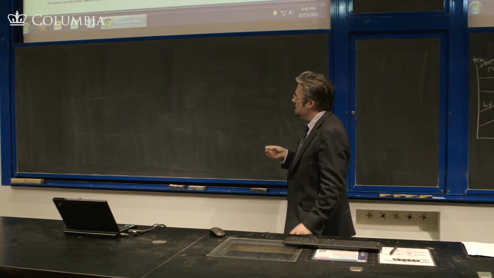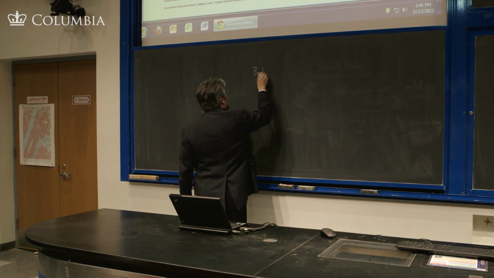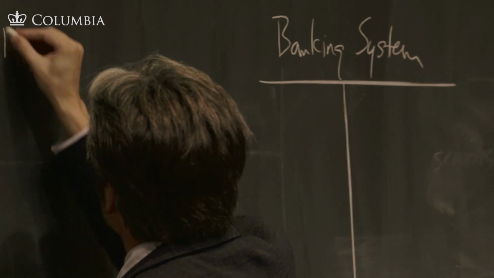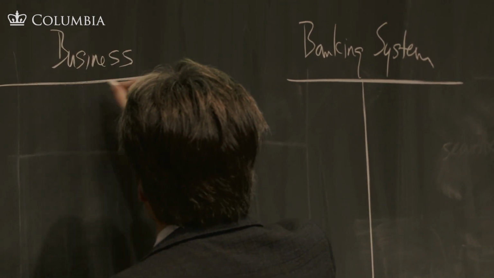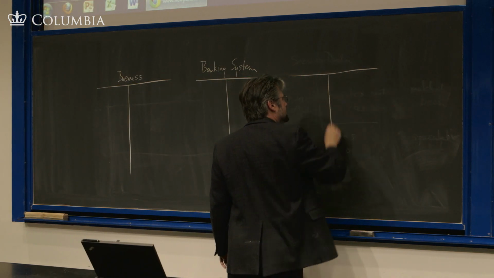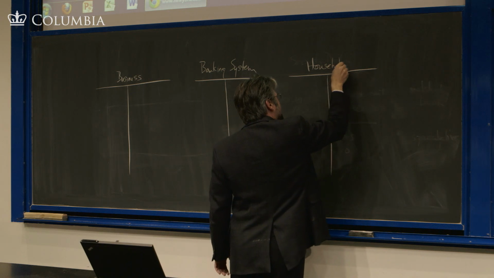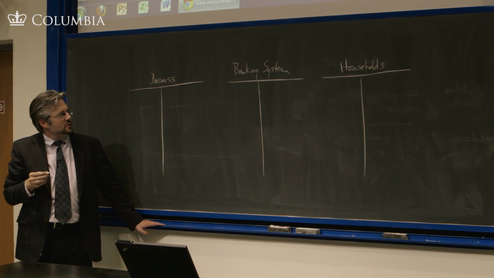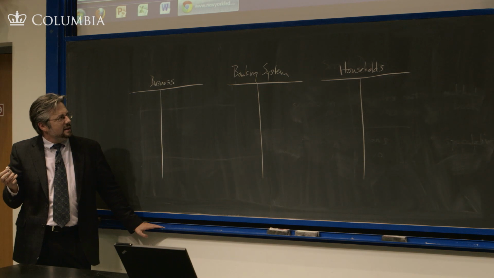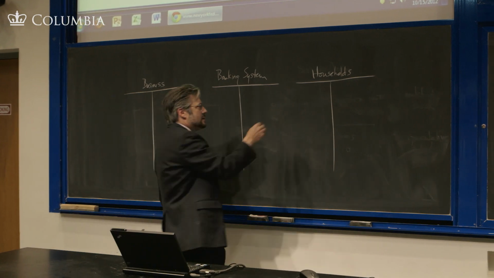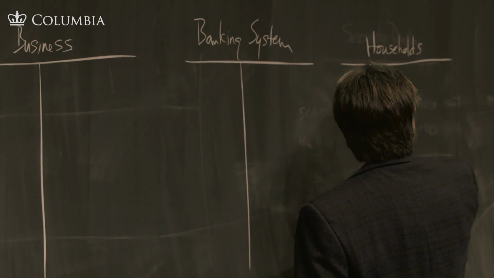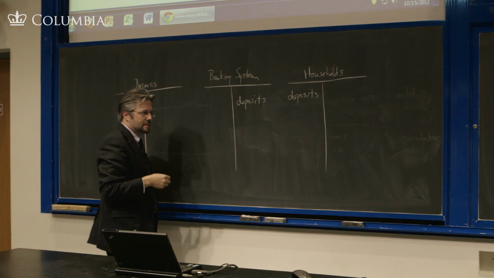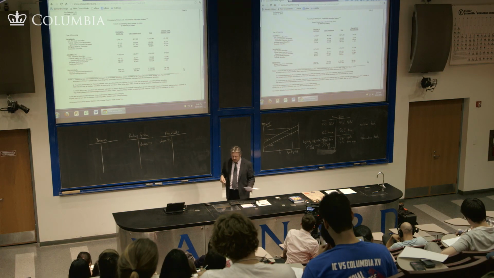So for her generation, the understanding of the banking system was as an intermediary between households and businesses. The way this is supposed to work is this: households save in the form of bank deposits, and the banks make loans to corporations on the other side here.